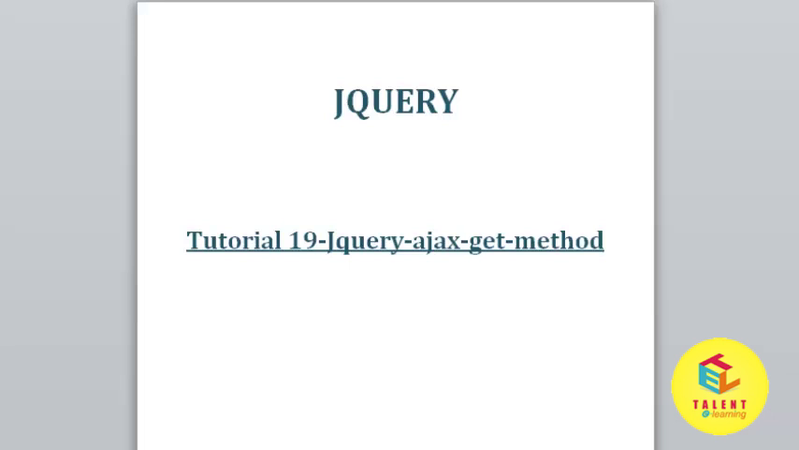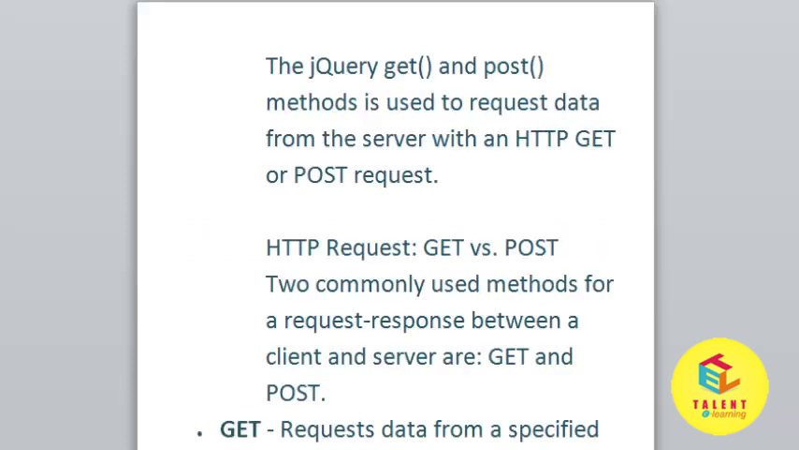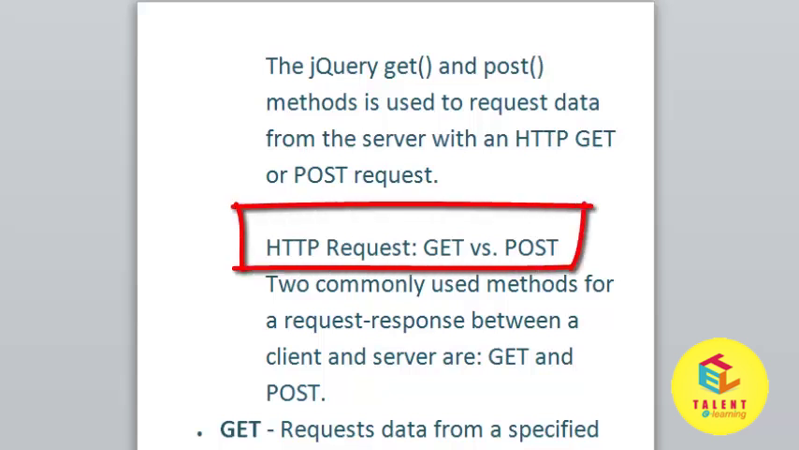In this tutorial, we will study about the jQuery Ajax get method. The jQuery get and post method is used to request data from the server with an HTTP get or post request.